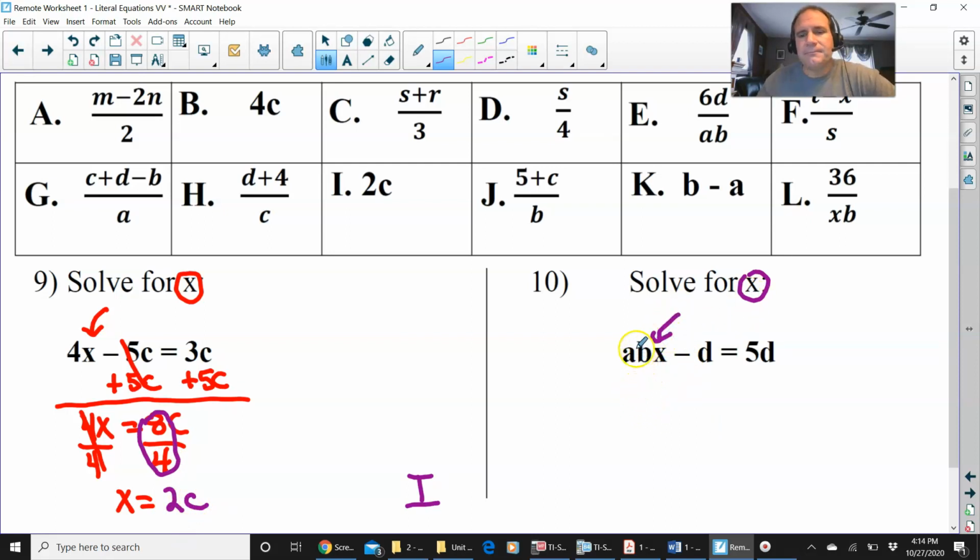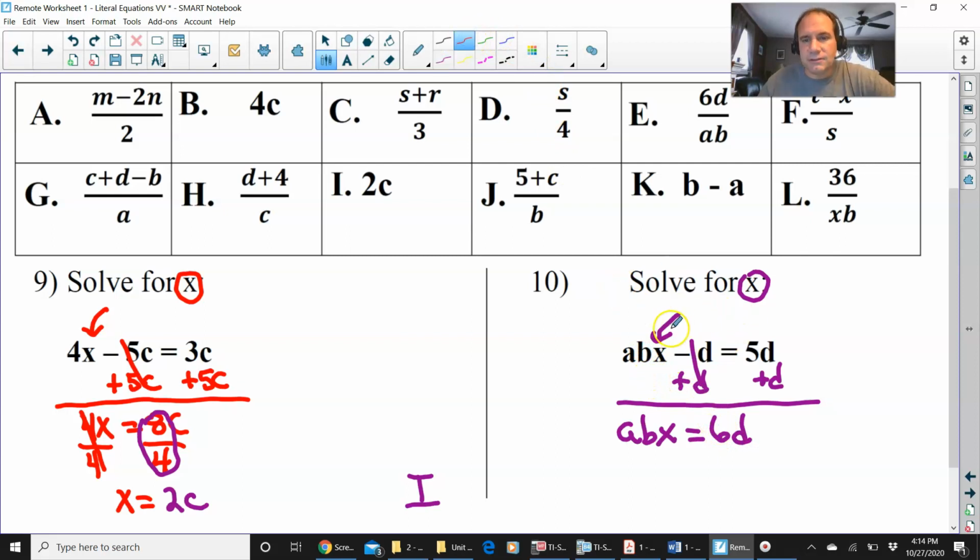All right, so now solve for x. Going to put my arrow, and I'm not going to touch this. It's a mess, right? But this negative d can be moved over to the other side by using the inverse of negative, which is positive. This cancels. You have a, b, x equals 5d plus d. 5d plus d is not 5d. 5d plus d is 6d.